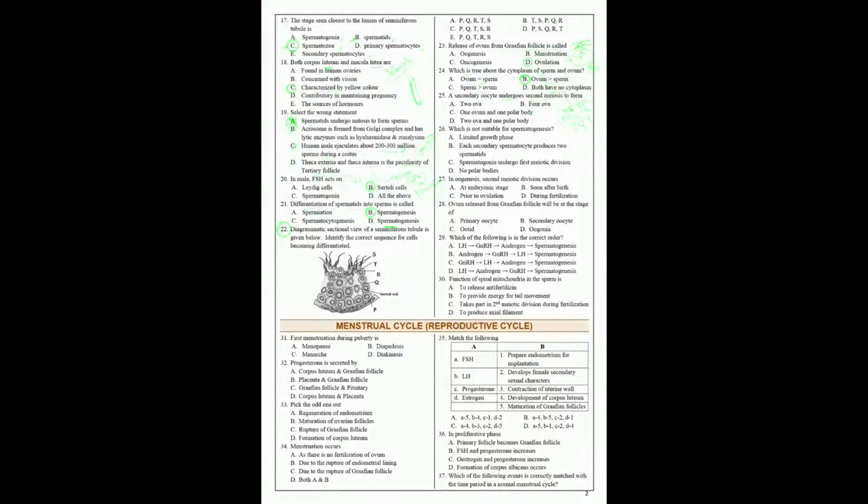The secondary oocyte. So this is oogonia. They will undergo primary oocyte, and this will form secondary oocyte. This is not right, I'm so sorry. Wait. Yes, here. Oogonia will produce primary oocyte. Primary oocyte will produce one polar body and one secondary oocyte. Secondary oocyte will produce one more polar body and one definitive ovum. So a secondary oocyte undergoes second meiosis to form two ova, four ova, one ovum and one polar body. One ovum and one polar body is the correct answer.